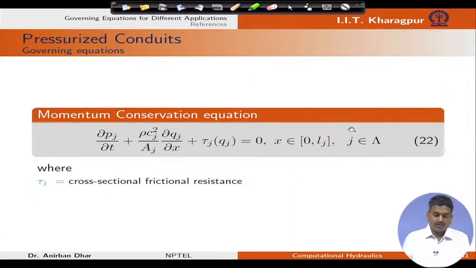So, the momentum conservation equation is again for change in P with respect to time, and the other term is related to Q, and tau J is the cross sectional frictional resistance, and lambda and Lj, these terms are defined like our previous mass conservation equation.